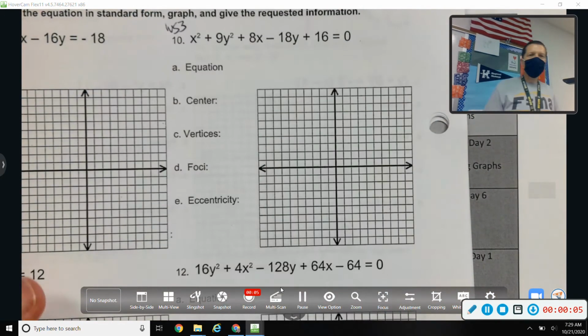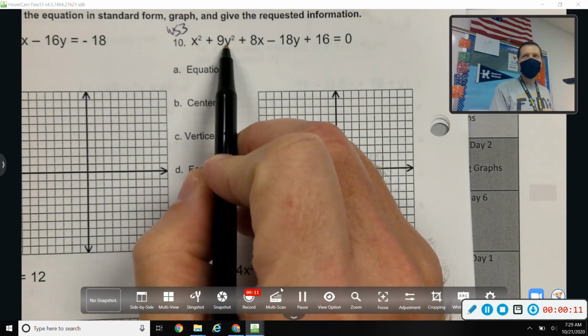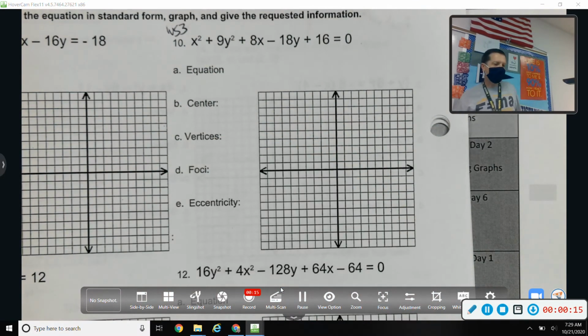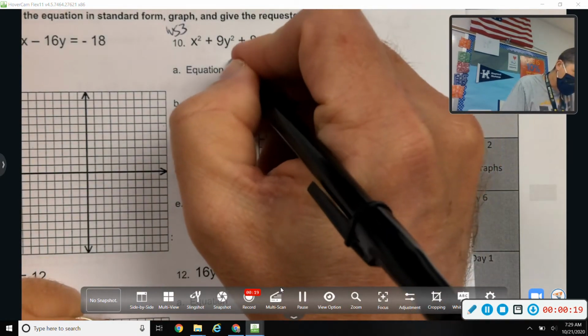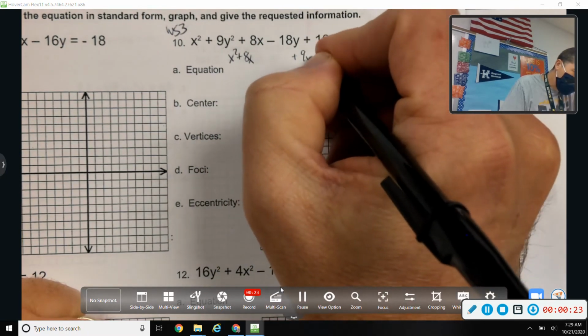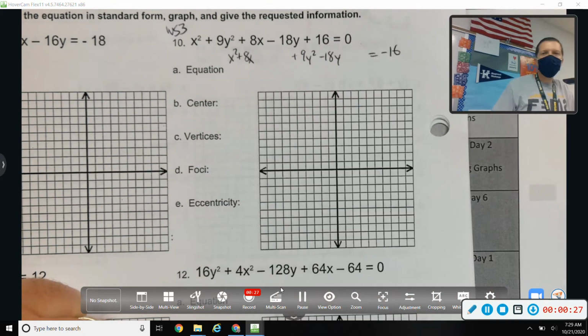So worksheet 3, number 10. I can tell it's an ellipse because both of the squared terms are positive and they have different coefficients. So that's an ellipse. Let's group the pieces together so that we can complete the square. And then I'll get the 16 out of the way to the other side.